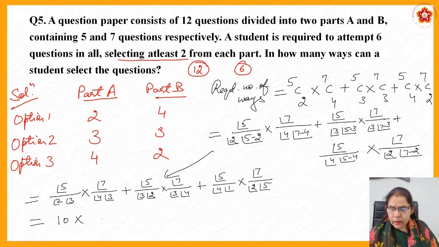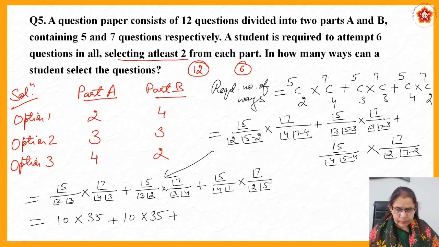Here we'll be getting 10, because 5 into 4, factorial 3 will get cancelled. 5 into 4 is 20, 20 divided by 2 is 10. Same way here, 7 into 6 into 5 divided by 6. So we get 35. Again, factorial 5 upon factorial 3 into factorial 2 is 10. And this term will be 35 again.